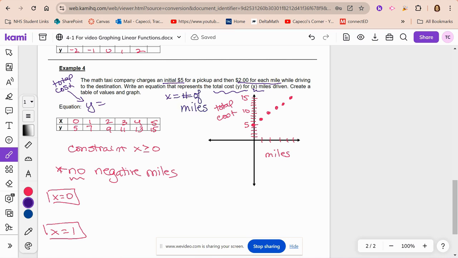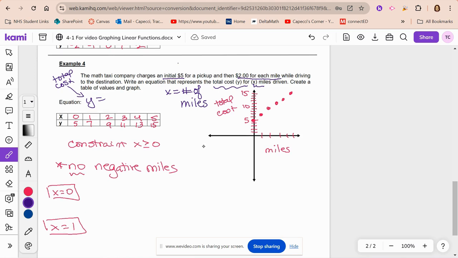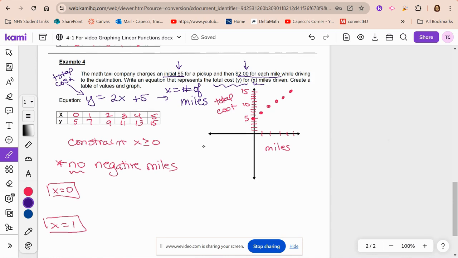All right, so let's interpret this. We see a lot of word problems like this. So it says the initial fee is $5. So what that means is as soon as you get in the taxi, it doesn't matter if you're going for 1 mile or 100 miles, you're going to pay that $5. That's going to be your constant. Doesn't matter how many miles. And then $2 for each mile. That's $2. Now each mile we said over here is going to be x. So there's our equation. y is equal to 2x plus 5.